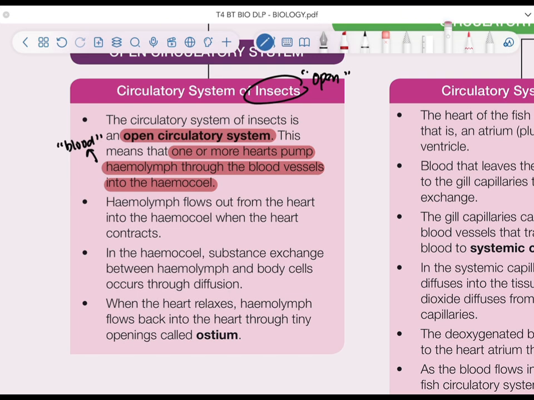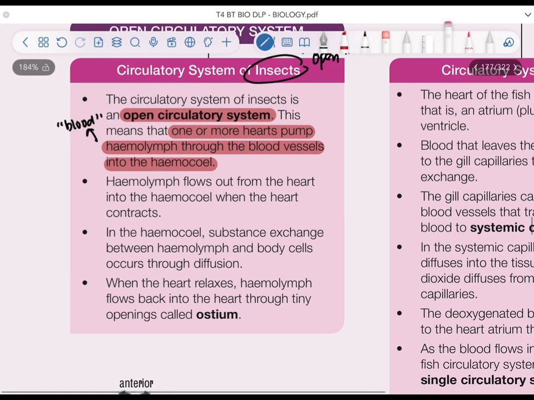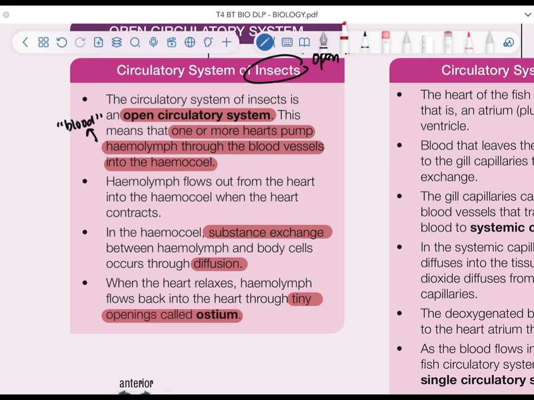In the hemocoel, the substance exchange between the hemolymph and body cells occurs through diffusion. Okay, this you need to highlight. Substance exchange between the hemolymph and the body cell occurs through diffusion. When the heart relaxes, the hemolymph will flow back into the heart through the tiny openings called the ostium.